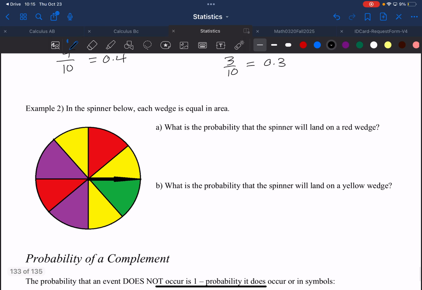Okay. The other example, it says, in the spinner below, each wedge is equal in this area. Why is it important to know they're all equal?